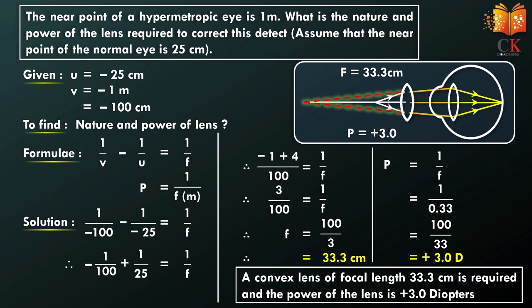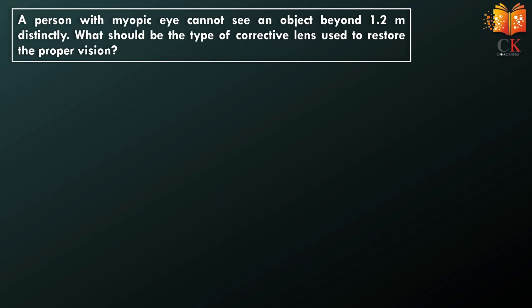So how do we conclude? Convex lens of focal length 33.33 centimeter is required, with the power of the lens plus 3.0 diopter. Plus or minus of a lens will indicate the nature. So this thing must be mentioned. Myopia: a person with a myopic eye cannot see an object beyond 1.2 meter distinctly. The question is, what should be the type of corrective lens used to restore the proper vision? Again, the given data is u equals to infinity, since we are discussing the myopic eye defect or myopia, v equals to -1.2 meter. We need to find the power.